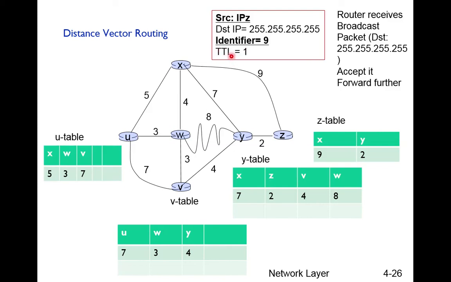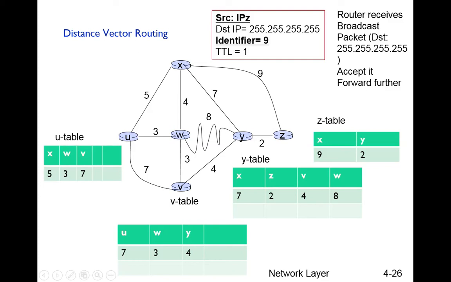We have discussed that the TTL, time to live, in the IP header basically controls the movement of a data packet in the network, so that the packet cannot move in the network forever. So by setting the TTL equal to 1, we can control this forwarding, so that this message will not be sent further.